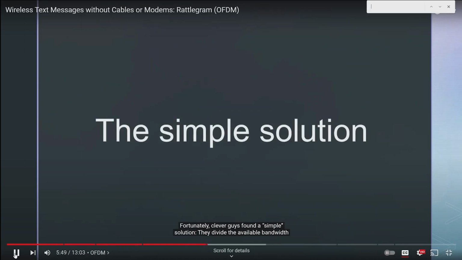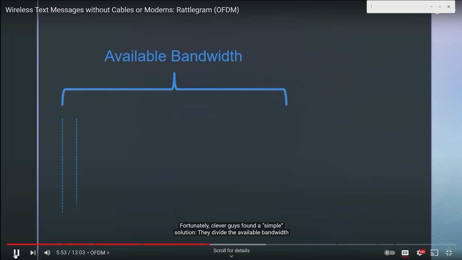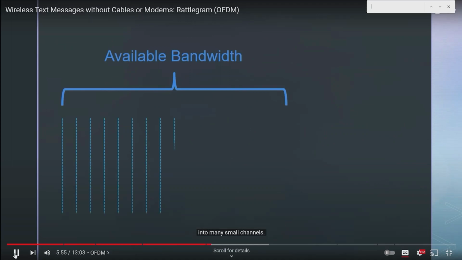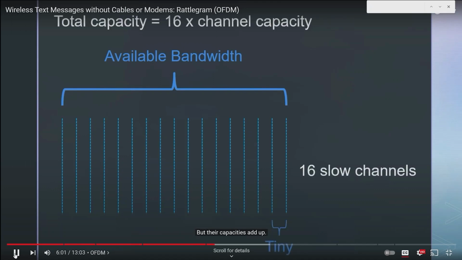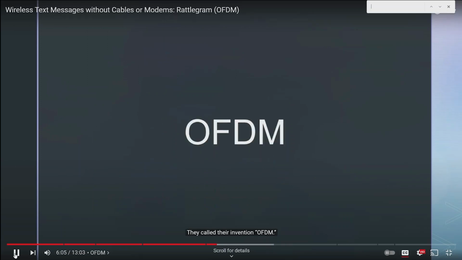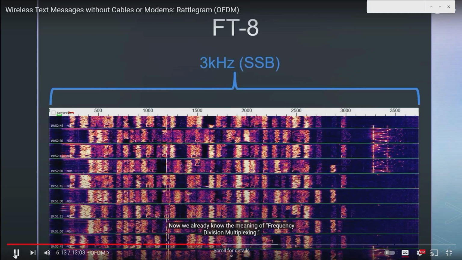Fortunately, clever guys found a simple solution. They divide the available bandwidth into many small channels. Because these channels are much narrower, they do not allow high data rates, but their capacities add up. They call their invention OFDM. Now we already know the meaning of frequency division multiplexing. Hams who know FT4 or FT8 know this part of OFDM.